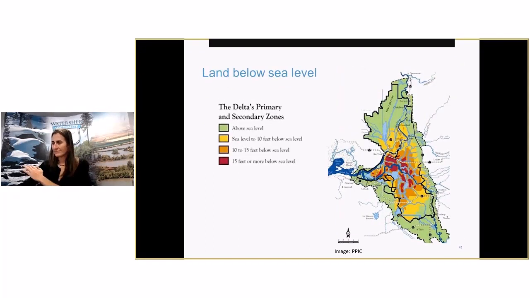But with the advent of creating levees throughout the Delta and beginning to aggressively farm the Delta area, the combination of consolidation and wind erosion and decomposition has caused the organic soils to subside, and in the western part of the Delta now, many of the islands are up to 15 feet or more below sea level, as indicated on this map.